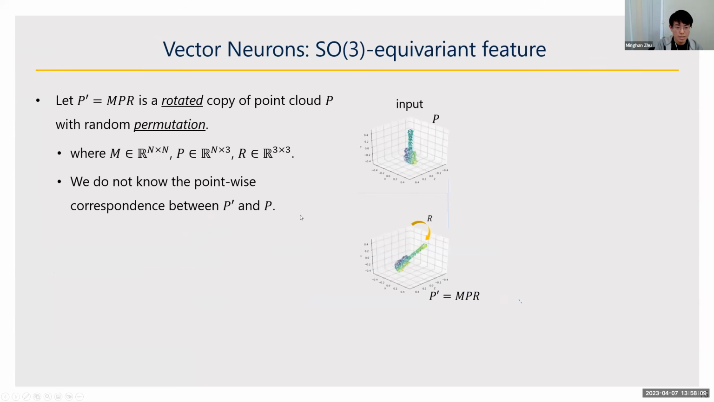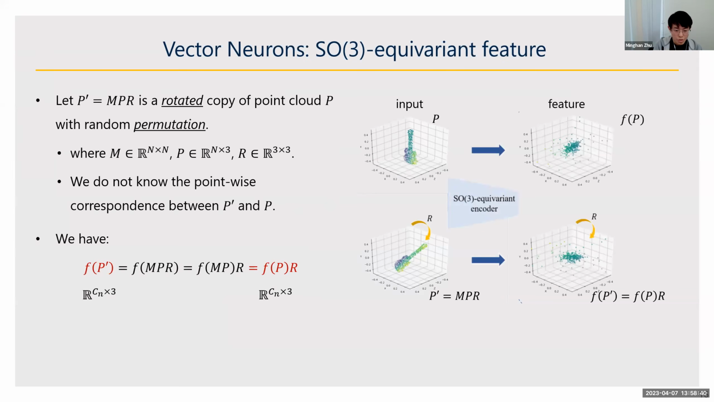Consider two point clouds. The first point cloud is P, and the other point cloud is P prime, which is a rotated copy of the point cloud P with random permutation, where R is a rotation and the M matrix is a permutation matrix. We do not know the pointwise correspondence between P prime and P, because we do not know what M is. We just know that they are rotated point clouds, but we do not have point-to-point correspondences.